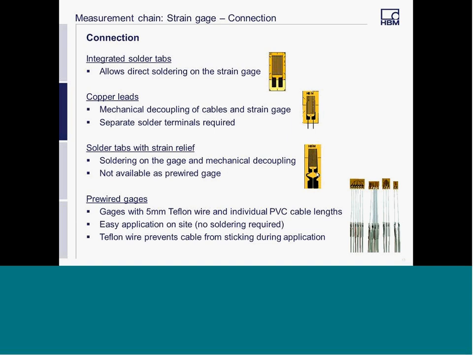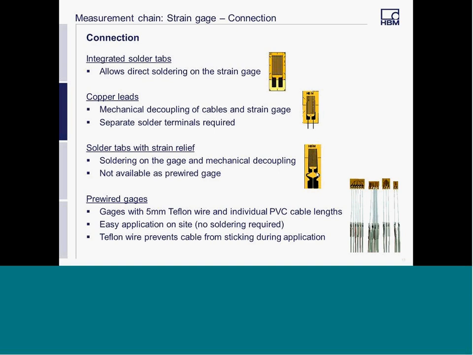Or to make it even easier for you, you can have pre-wired gauges. You can order it directly with some meters, up to 15 meters of cable. So that means you don't have to solder on site. You get these strain gauges ready-made. You just apply it, you glue it, and then you can directly connect it.